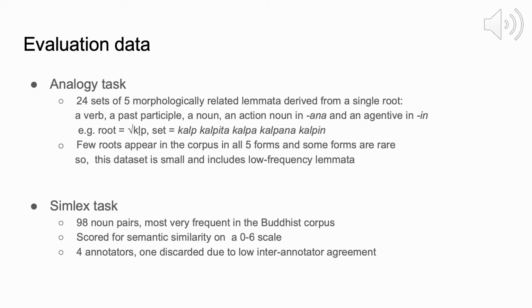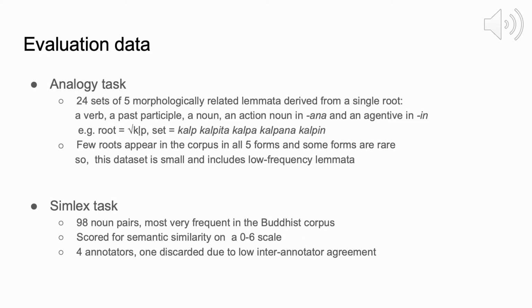For the analogy task, we prepared 24 sets of lemmata, each containing 5 morphologically related lemmata derived from a single root: a verb, a past participle, a noun, an action noun in ana, and an agentive noun in in. For example, for the root klip, we have kalp, kalpita, kalpa, kalpana, and kalpin. Since few roots appear in the corpus in all 5 forms, and some of these forms are quite rare, our analogy dataset is small and includes low-frequency lemmata.